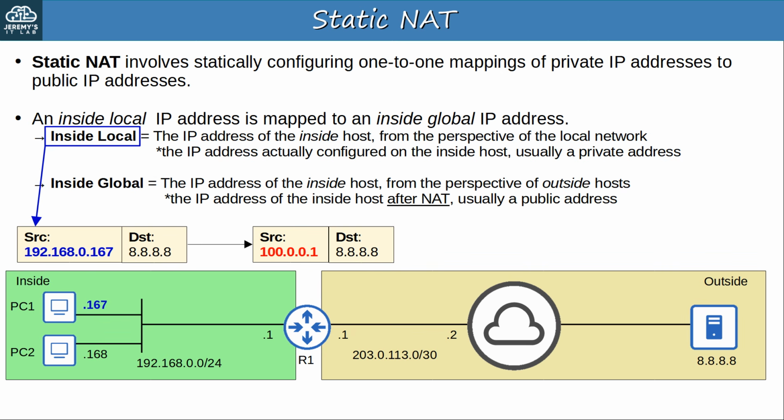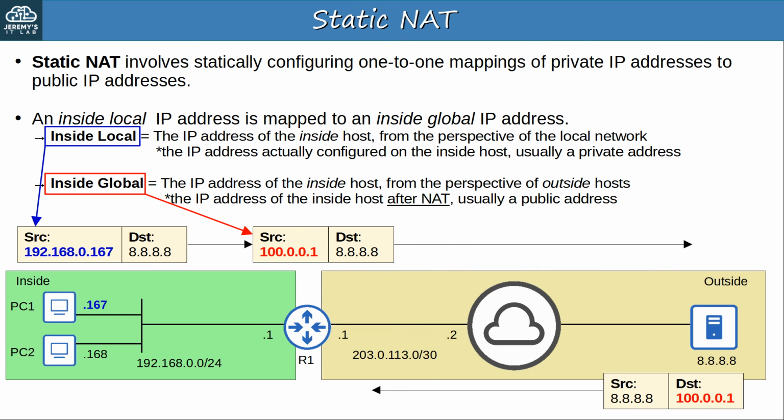Note that in static NAT, we aren't using R1's interface IP. This is a separate public IP address reserved just for PC1. This is the inside global IP of PC1. It's PC1's IP address after NAT is performed, and it's a public IP address. R1 then sends the packet over the internet to 8.8.8.8, which then sends the reply.